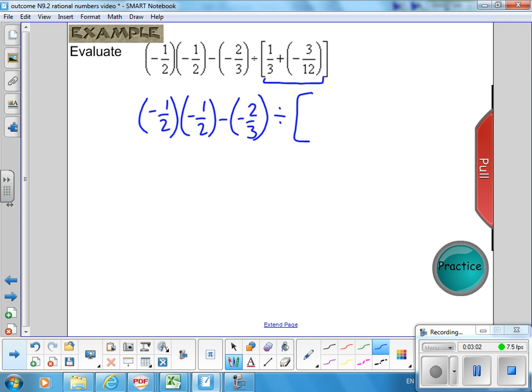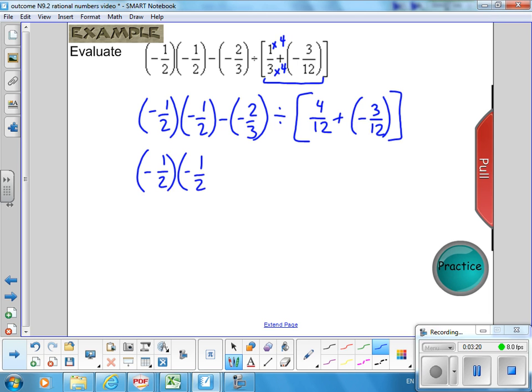Now, in this one, we are going to need to find a common denominator, and that would be 12. So I'm going to multiply the first fraction by 4 over 4, so we'll get 4 over 12 plus a negative 3 over 12. So now that we have a common denominator there, we can just add the numerators together. So 4 plus a negative 3 is the same as saying 4 subtract 3, so we have 1 over 12. So we have simplified all of our brackets.